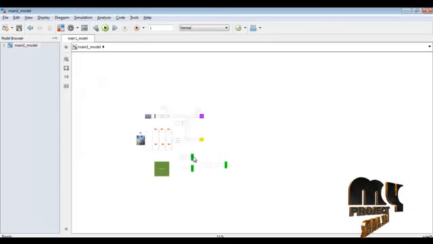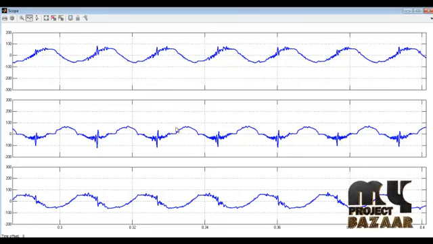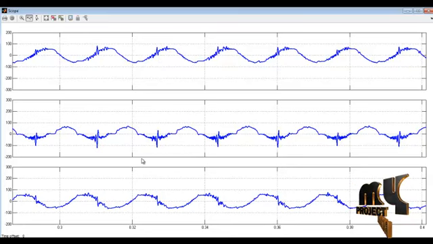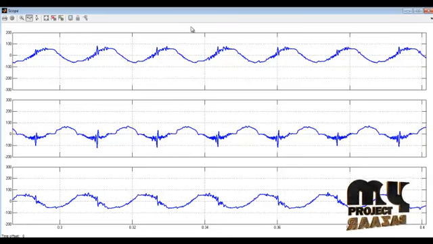Next we can see the grid current. This is our grid current ISA. This is ISA, ISB and ISC. So in the different grid currents, some distortions occur, and that is due to our non-linear load.